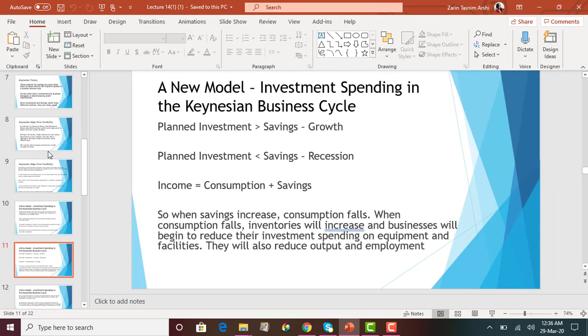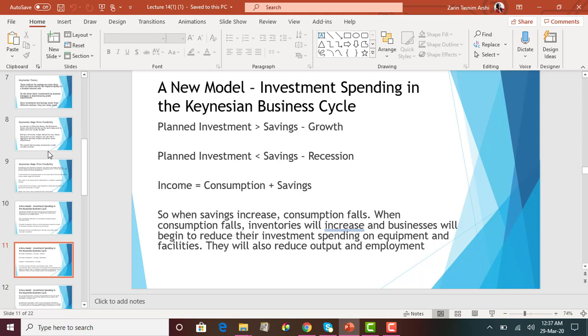Now, also remember that income, when we get income, we can use it in two ways, right? Either consumption or savings. So when savings increase, consumption will fall also, right? So let's say we start saving more money. What does that mean in terms of consumption? Our consumption is going down.